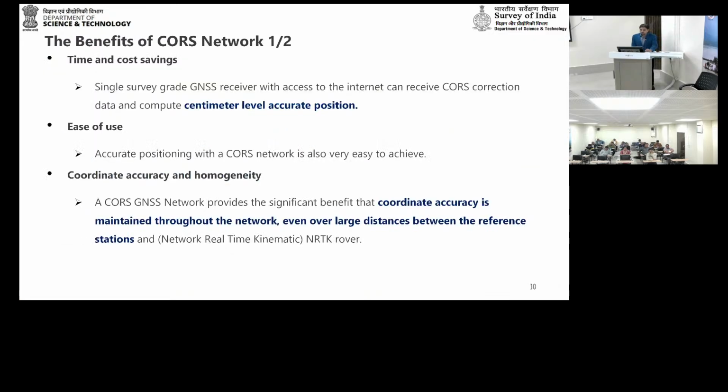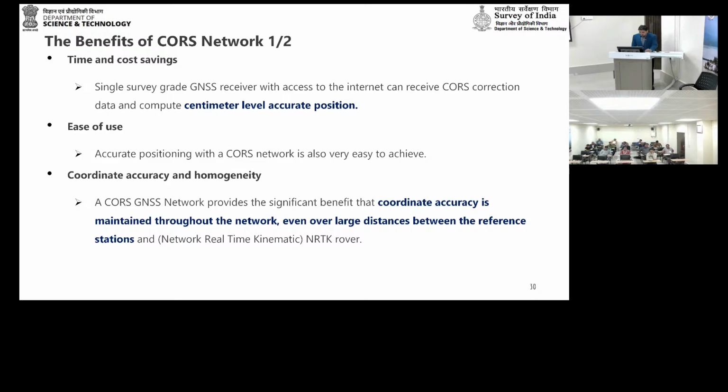The benefit of the CORS network: time and cost are both saved, because we get a location within minutes. In this way time is saved. Cost is saved because we only require a rover. Previously we required multiple rovers, that is static receivers, and we had to process the data, so the cost is saved. Ease of use: accurate positioning with the CORS network is also very easy to achieve. Within seconds or minutes we get centimeter level accuracy using the CORS network.